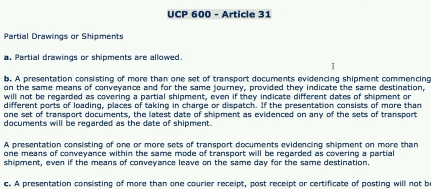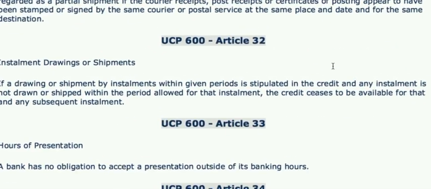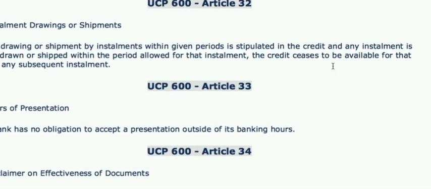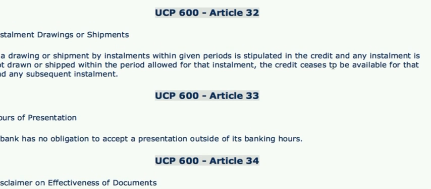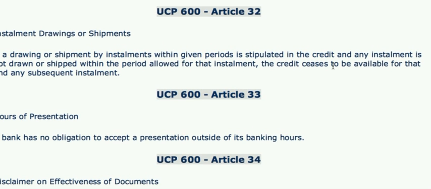Then Article 31 speaks about partial drawings or shipments. If it is allowed, then of course it should go as per the terms of the documentary credit, and if not allowed, how it is to be done has all been mentioned in Article 30 as well as Article 31. Now we talk about Article 32. It tells about installment drawings or shipments.